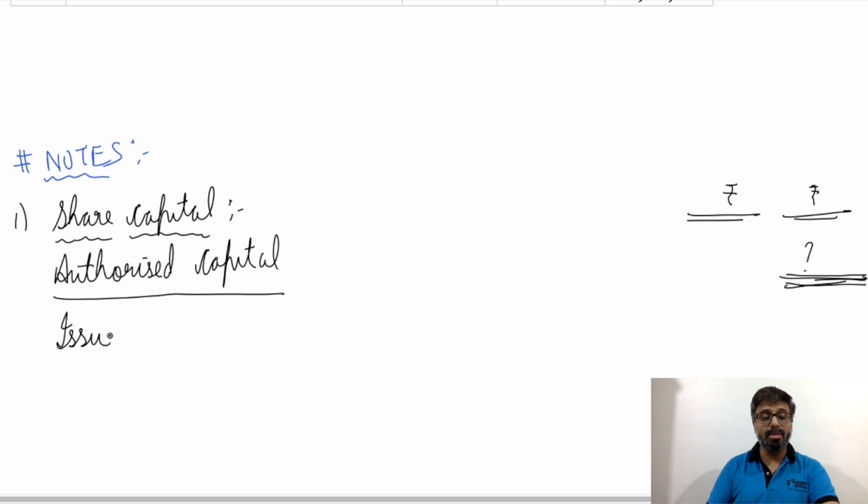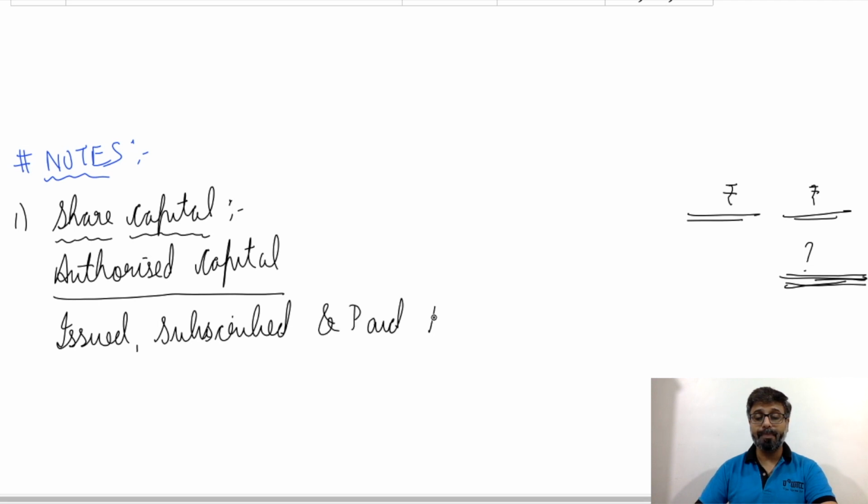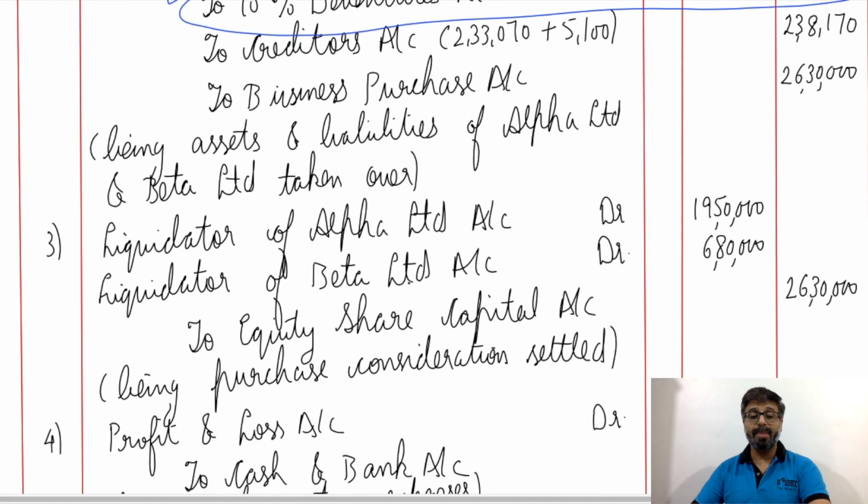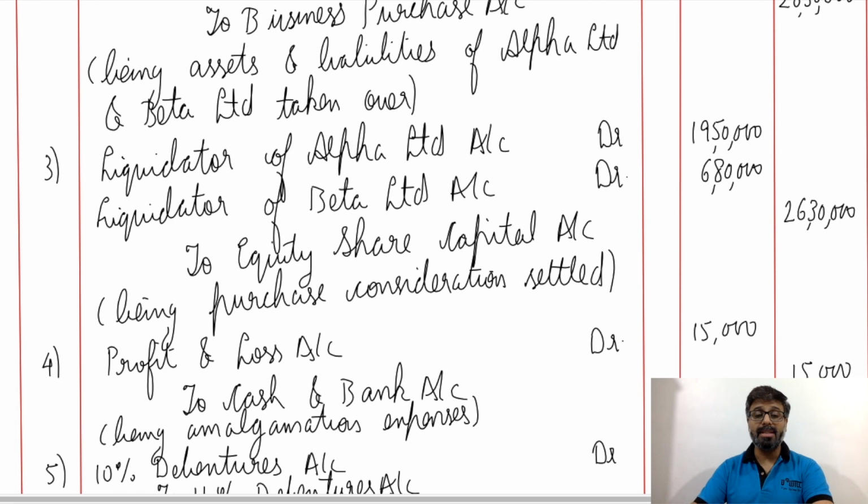Then we write issued, subscribed and paid up capital. Now what issued, subscribed and paid up capital will we write? All of you can see in this journal entry, the share capital account is credited with 26,30,000. So 26,30,000 divided by the face value of the share, which is 10 rupees. So how many shares would there have been? 2,63,000. I hope everyone is clear with this.